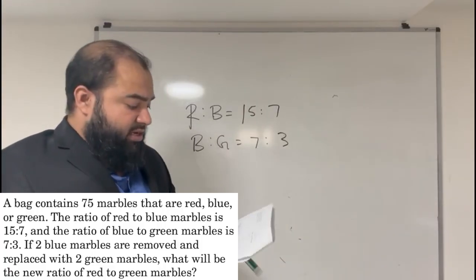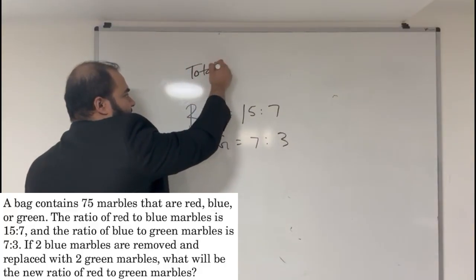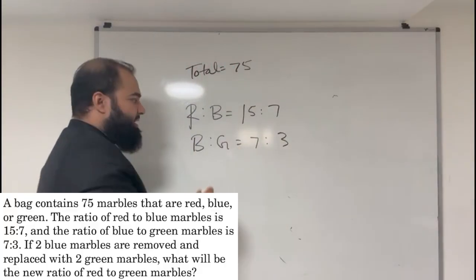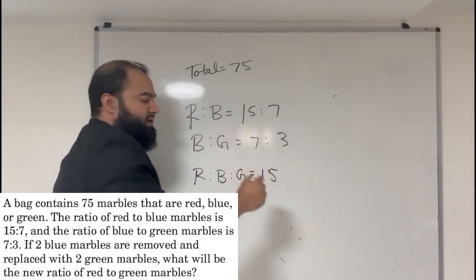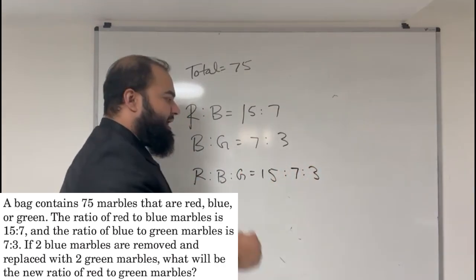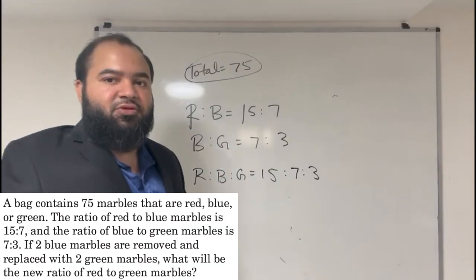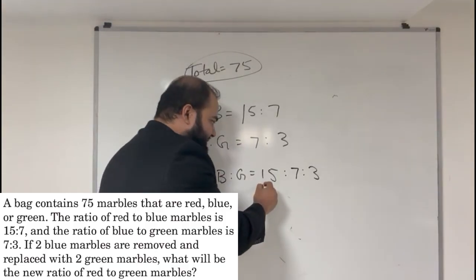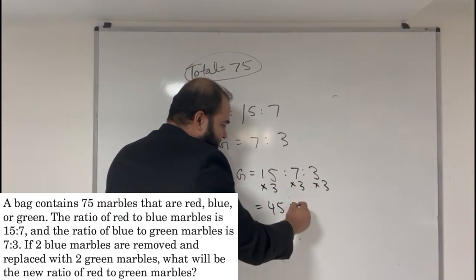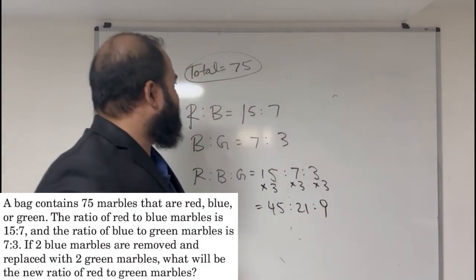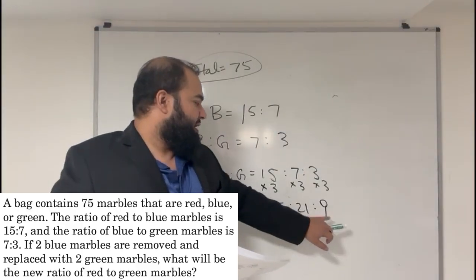First, we have to see that the first line says the bag contains a total of 75 marbles. So total 75. First of all, if I make the red to blue to green ratio, it would be 15 to 7 to 3, correct? Now, if I add the 15, 7, and 3, it doesn't add up to 75. So I have to scale it up. I have to make them a little bigger. So I'm going to times it by 3 each. Let's see if that works. So that's 45, 21, and 9. Does that add up to 75? Yes, it does. So now I have 45 red, 21 blue, and 9 green.